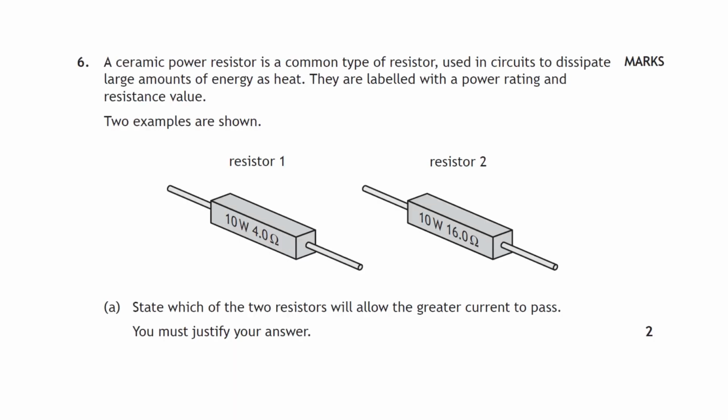A ceramic power resistor is a common type of resistor used in circuits to dissipate large amounts of energy as heat. They are labelled with a power rating and resistance value. Two examples are shown below. Resistor 1 has a power of 10 watts and a resistance of 4 ohms, and resistor 2 has a power rating of 10 watts and a resistance of 16 ohms.